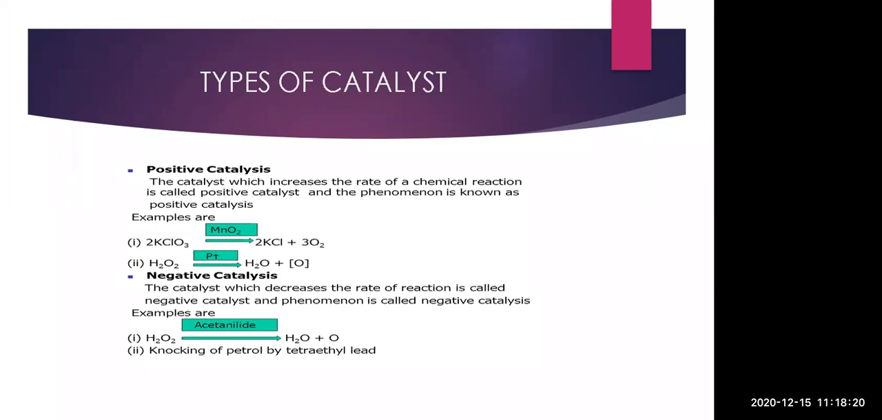Then one example of a negative catalyst is preventing knocking of petrol by tetraethyl lead. It is also an example of a negative catalyst. So a positive catalyst is one which increases the rate of chemical reaction, and a negative catalyst is one which decreases the rate of reaction.